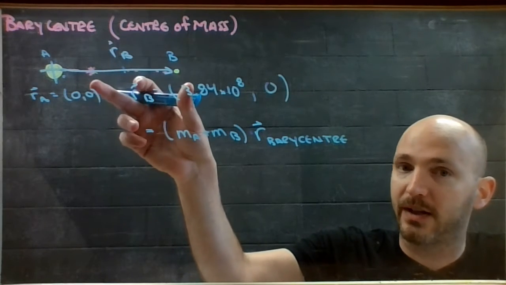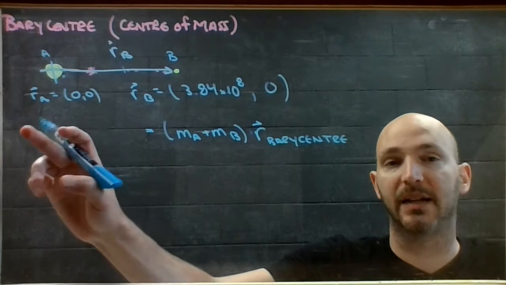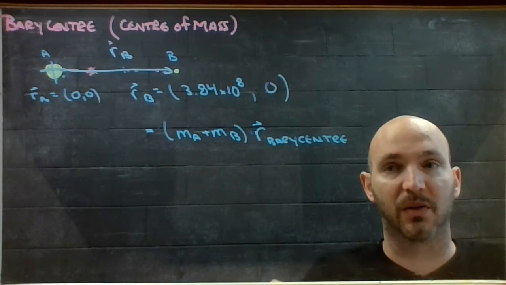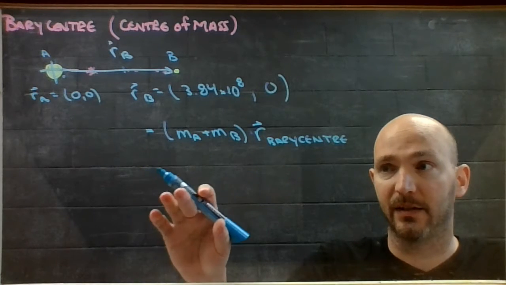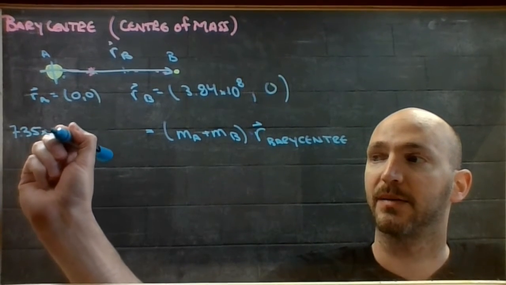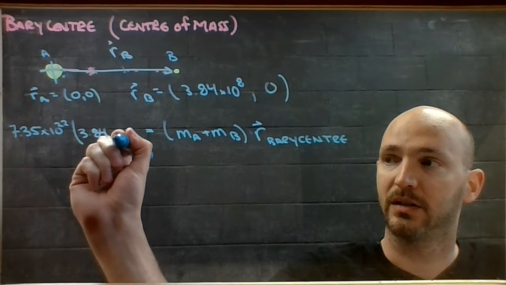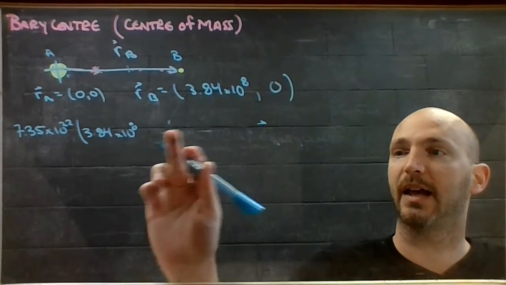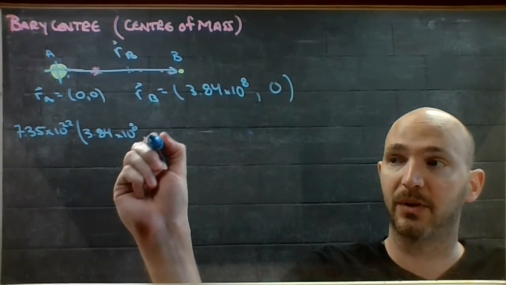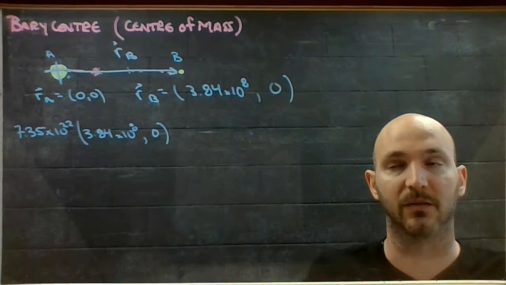So by choosing to orient the problem this way, and by choosing to set the origin directly on object A, not only have I eliminated one term in my math structure, but I've also eliminated the second dimension. This is now a one-dimensional problem. So if I were to fill this in for the Earth-Moon system, I'd need the mass of the Moon, which is 7.35 times 10 to the 22. And the position of the Moon is 3.84 times 10 to the 8 meters away. And just so that you can see what's happening when we get to the three object example, I'm going to leave this zero in there for the vertical component, just so you can see what happens there when we get to a more complicated example.